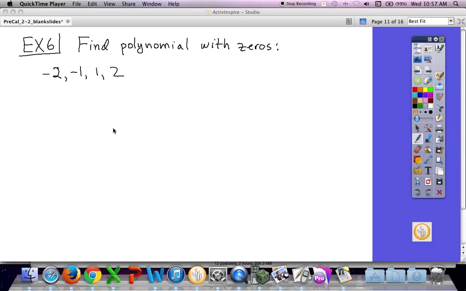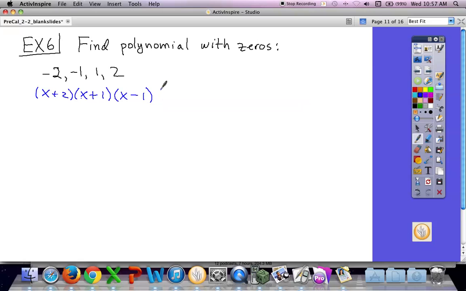How do you find a polynomial that has a certain set of zeros? Remember what we had in that screen where it said if 2 is a zero, then x minus 2 is a factor. So we need to turn all these zeros into the factors that they are. This one would be x plus 2, this one would be x plus 1, this would be x minus 1, and this would be x minus 2, in order. Okay, then what?